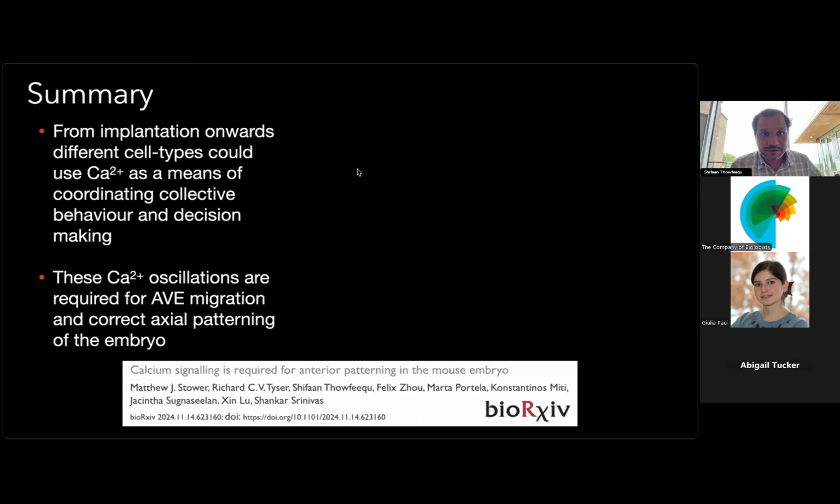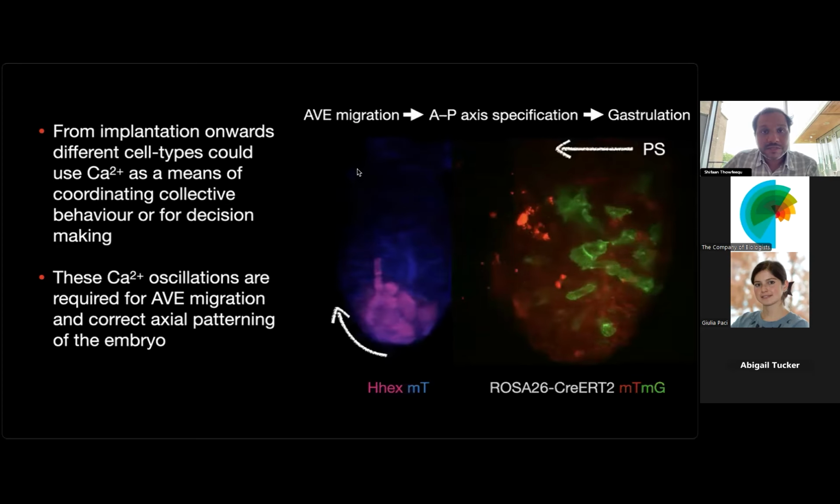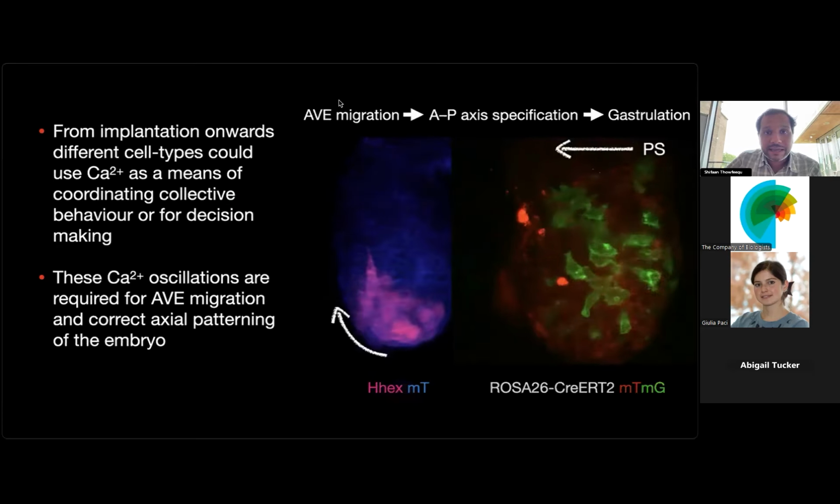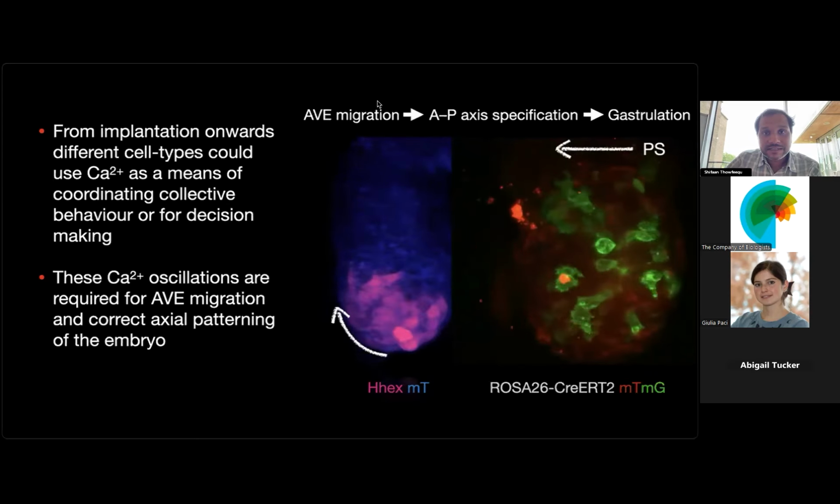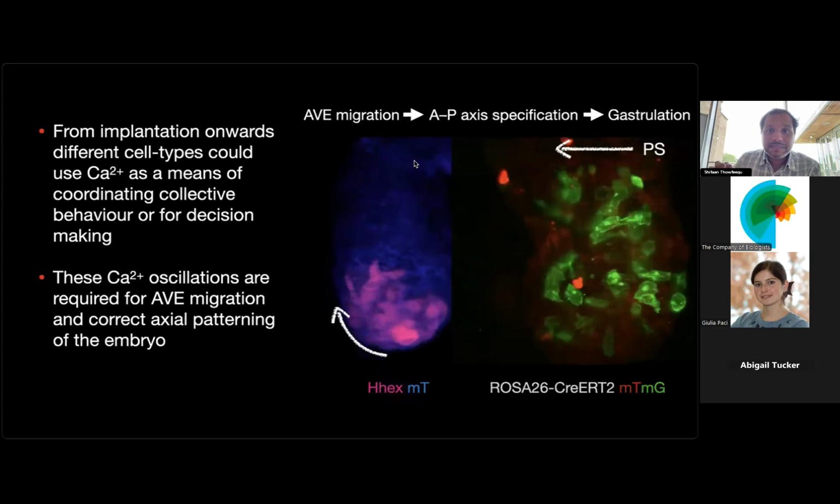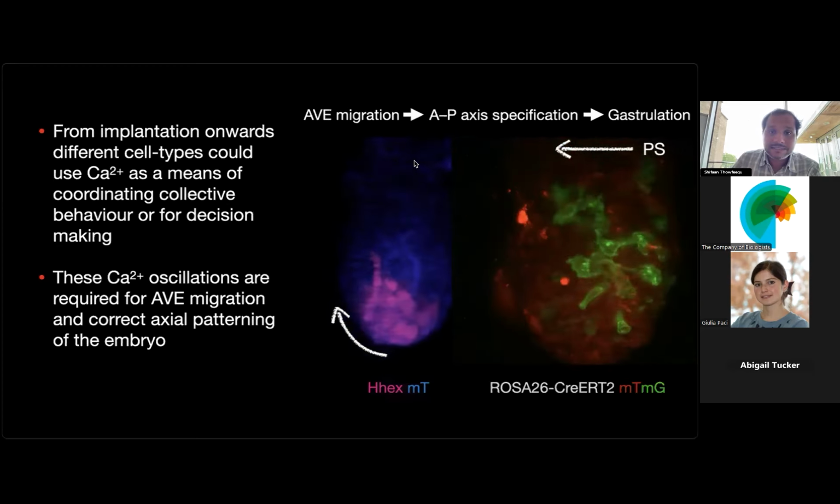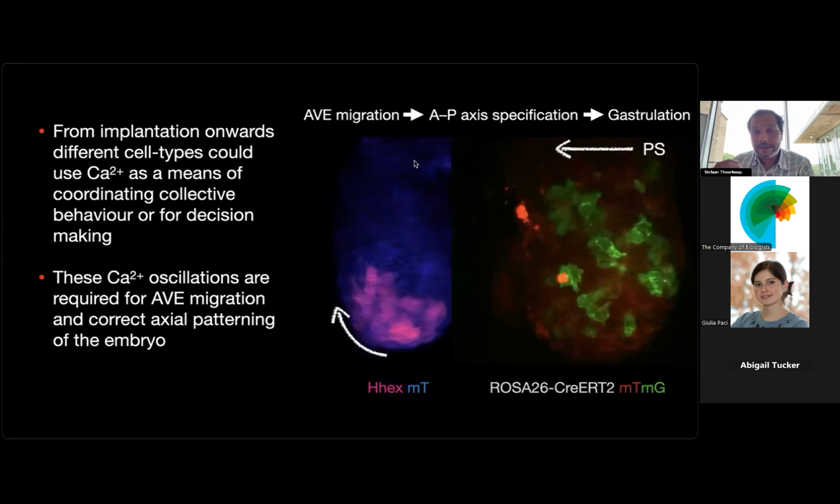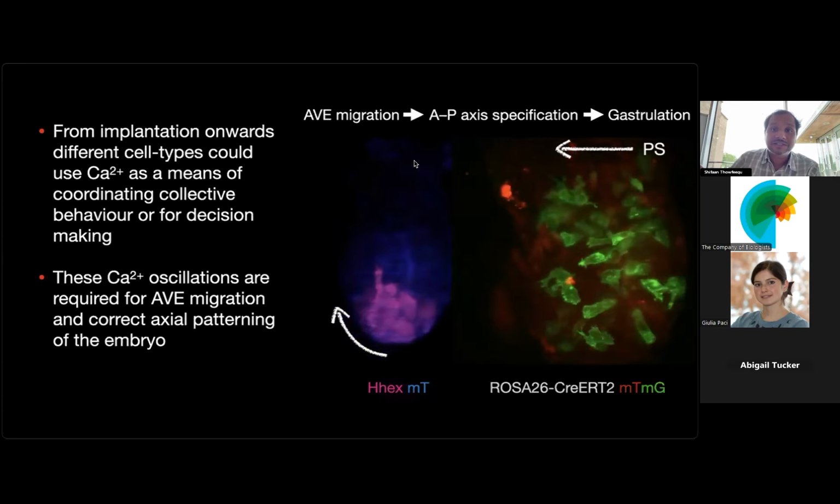And just to summarize that initial part, what we saw is that from implantation onwards, calcium oscillations can be a means by which cells communicate in order to drive coordinated behavior. And one of these behaviors that we found it's important for is AV migration and setting up the AP axis. So once AV migration is complete and the AP axis is specified, the next step is gastrulation. On the opposite side, at the proximal side, the epiblast cells undergo pluripotency exit, delaminate, and ingress through the primitive streak to give rise to the mesoderm.